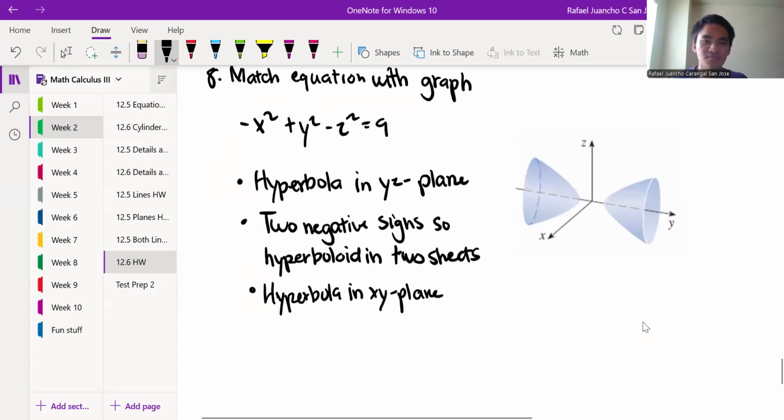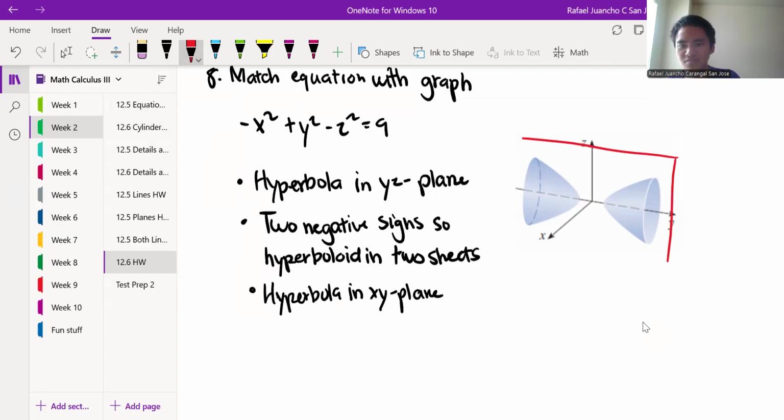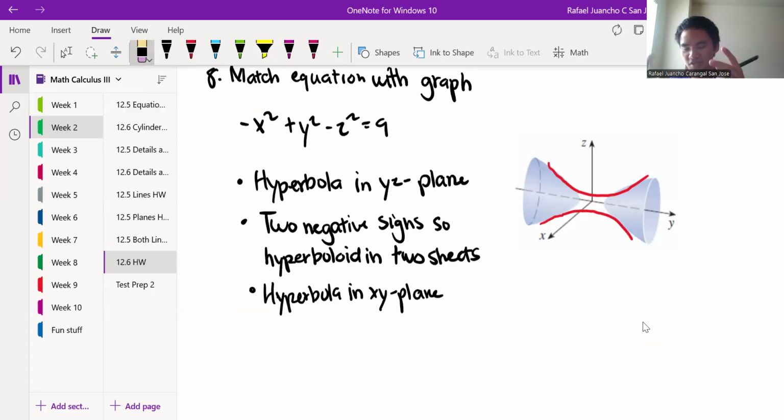So here it's in two sheets, right? It says we have a hyperbola in the YZ plane. Where in the world is that? YZ plane is this plane. And so the hyperbola there, well, ideally it's something like this, right? And so I guess it's this one to be more realistic. And it just keeps going on and on and on. And then the two negative signs means there's no intersection here at this plane, right?